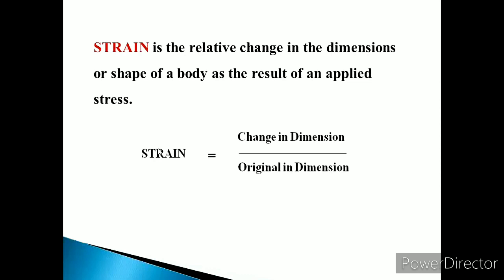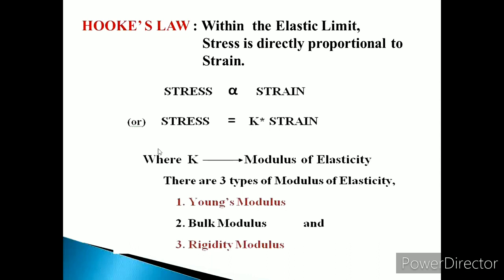Now we have a simple idea about what is meant by an elastic body, an inelastic body, stress, and strain. Now we are going to relate stress and strain with the help of Hooke's law. What is meant by Hooke's law? Within the elastic limit, the stress is directly proportional to strain. Stress directly proportional to strain is mentioned here. This is the proportionality symbol.